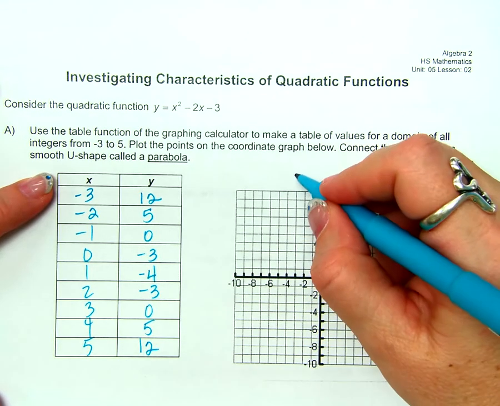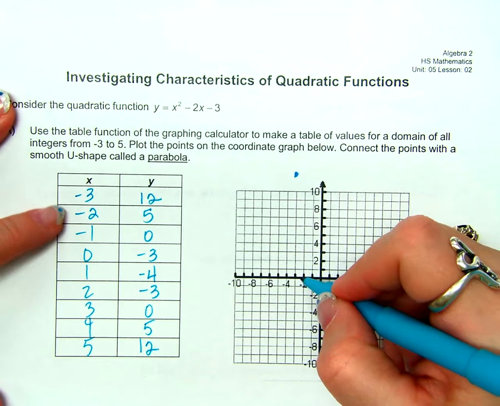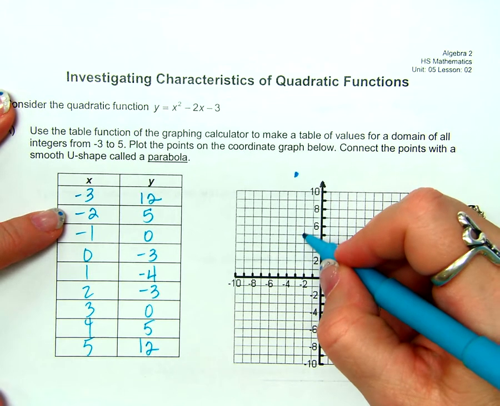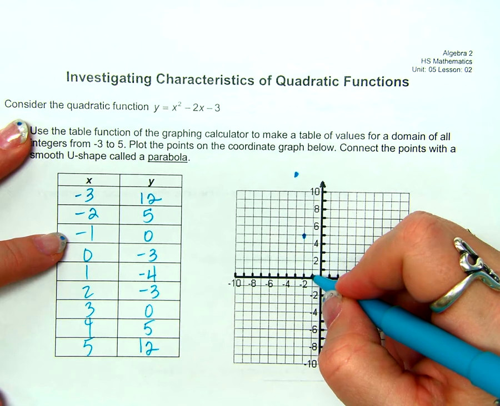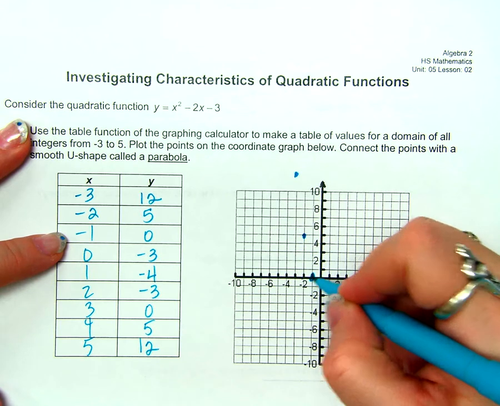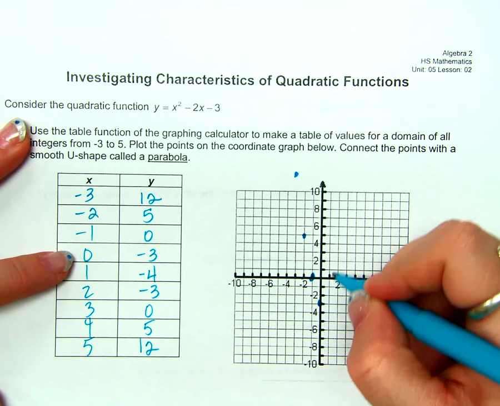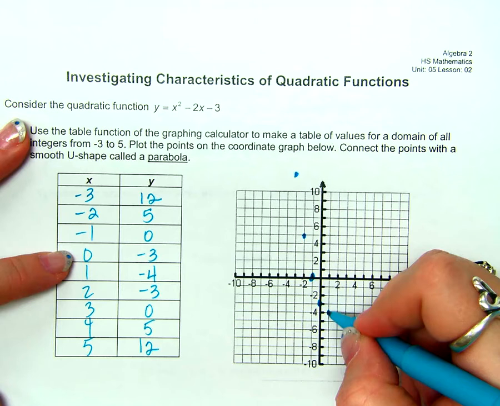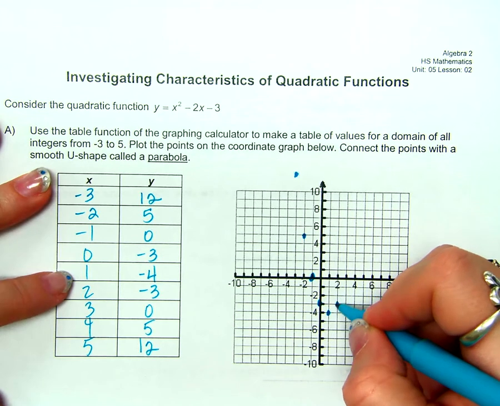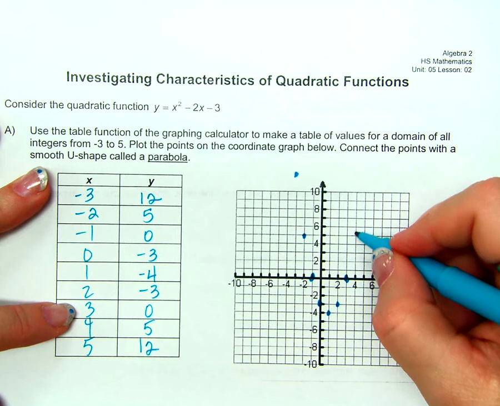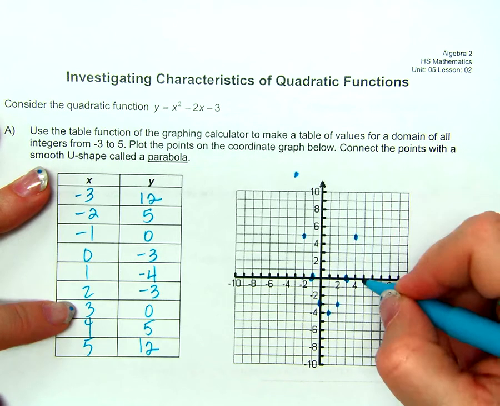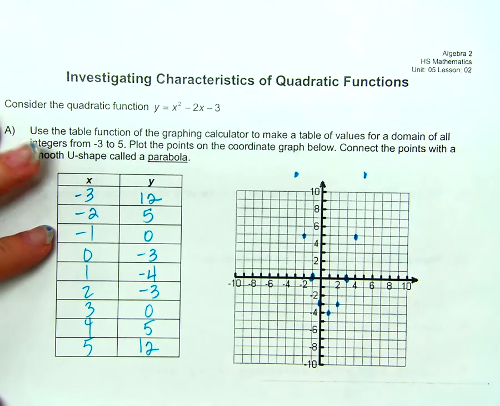-3, 12, it's going to be up off the graph. -2, 5. It's off the graph, but not too far that we can't go ahead and draw it, right? -1, 0, 0, -3, 1, -4, 2, -3, 3, 0, 4, 5, and 5, 12.